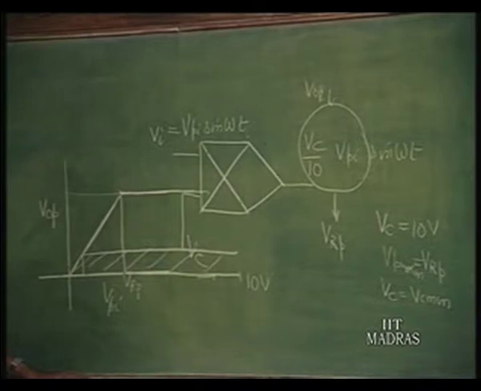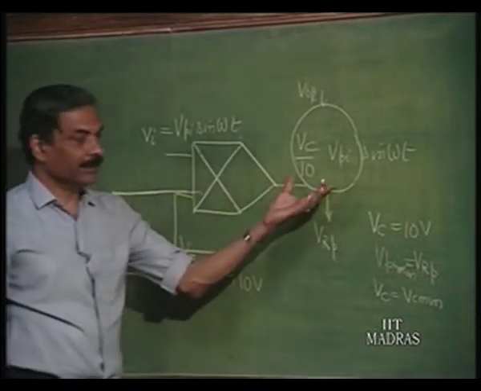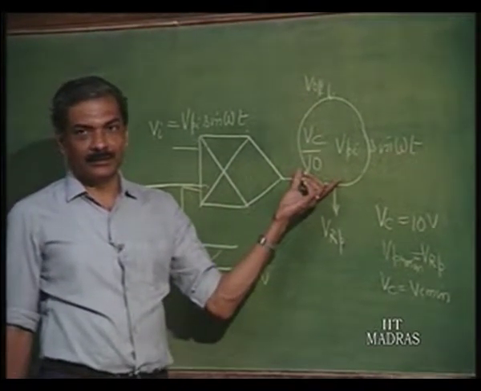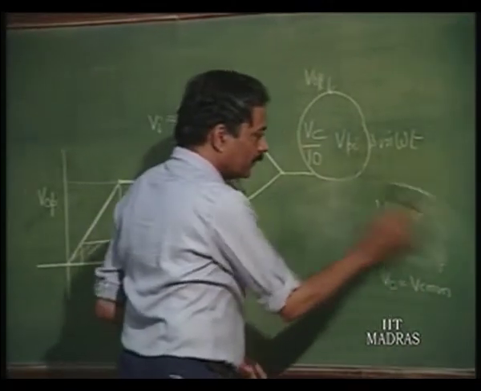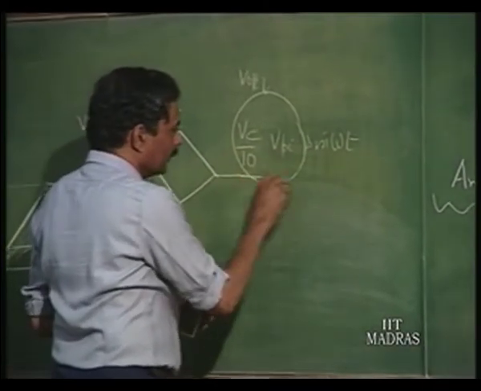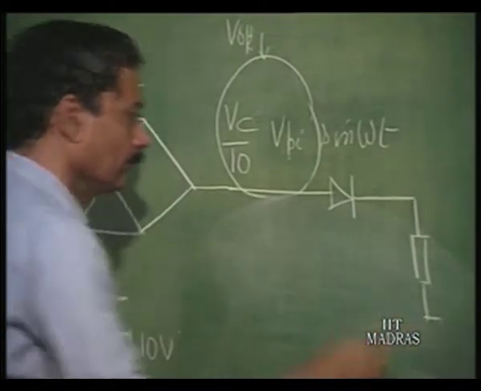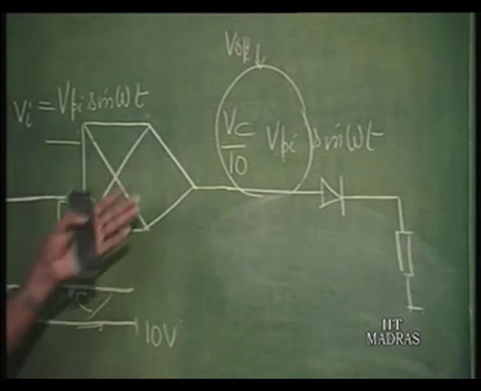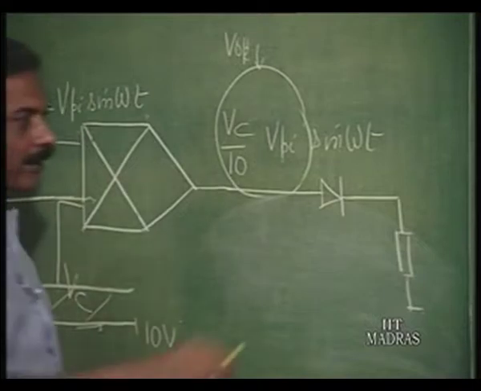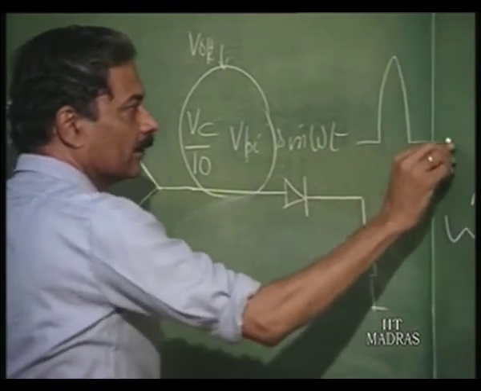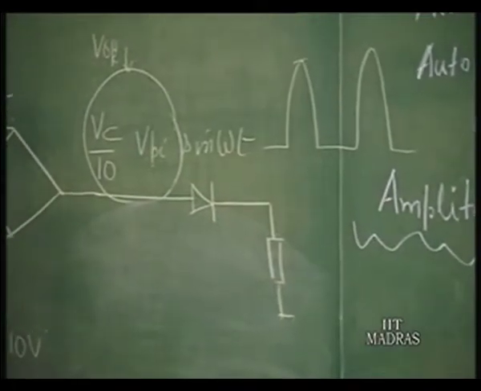Now, how to implement this system? First, let us see how this information can be converted into a DC. This information can be converted into a DC simply by connecting, let us say, a rectifier here. If this is connected to a half wave rectifier, the output of this will be going up to the peak value. This we have learnt in our earlier course itself.